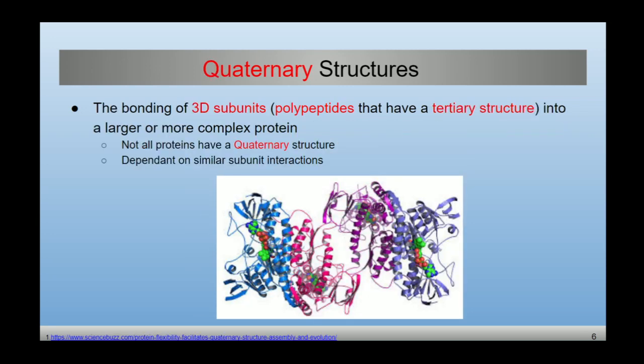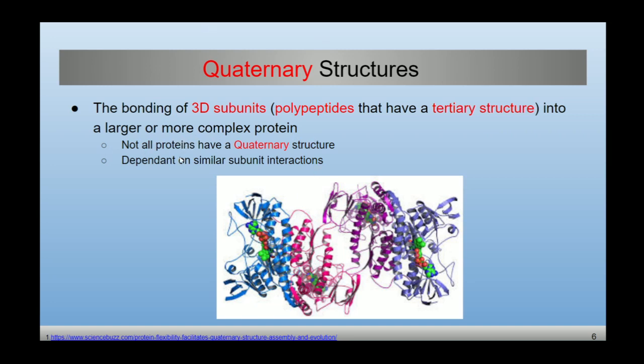Now the fourth structure is called the quaternary structure, and that is the bonding of 3D subunits. And what are subunits? How are they defined? Well, subunits are just polypeptides that have a tertiary structure. And so what happens is they bond and form a larger or more complex protein.